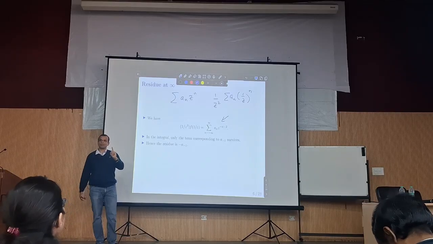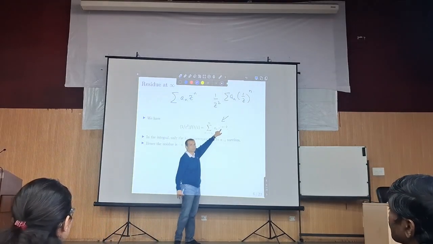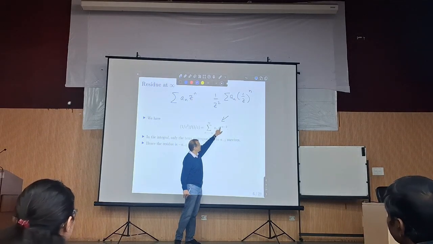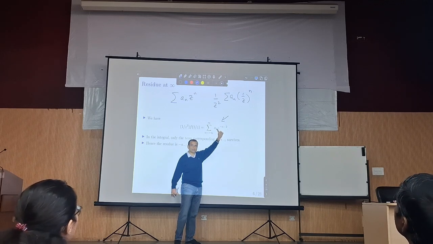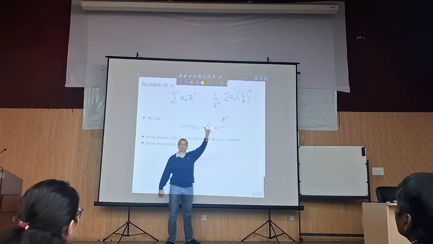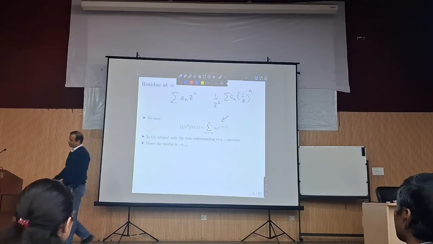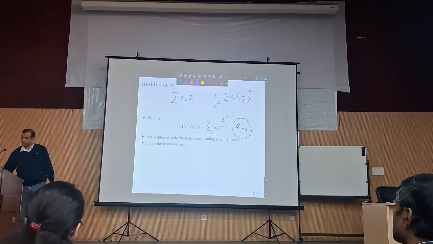What is that term? The term corresponding to n equal to minus 1. Because when n is equal to minus 1, then this becomes z to the power minus of minus 1, which becomes plus 1, minus 2, which is minus 1. 1 by z dz, that integral is 2 pi i. Everything else is going to be equal to 0. So therefore, from here you extract only a_minus 1.